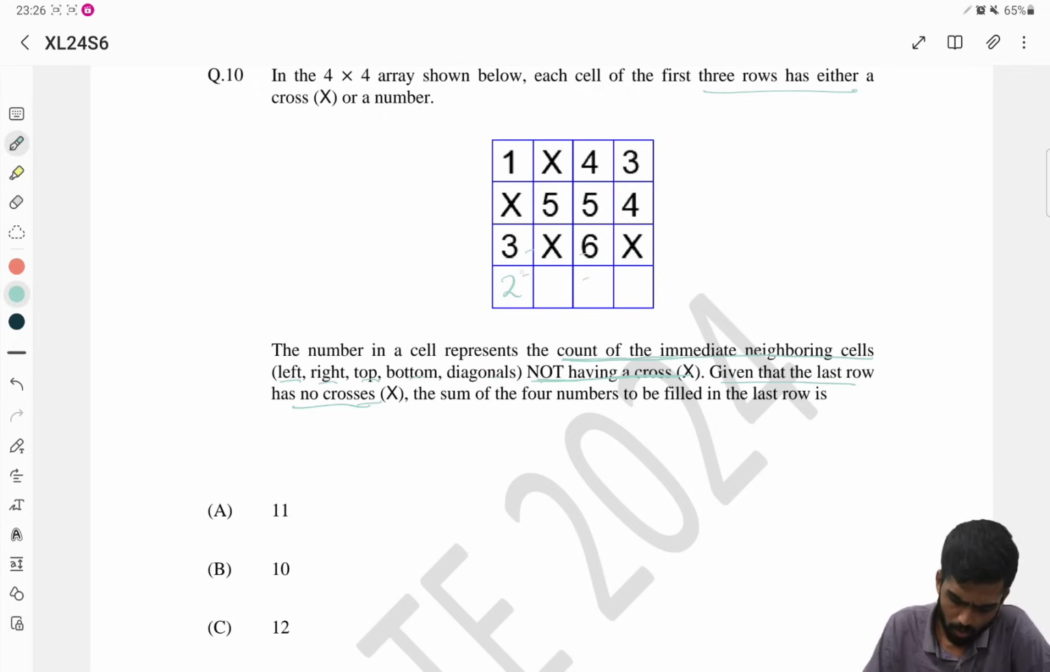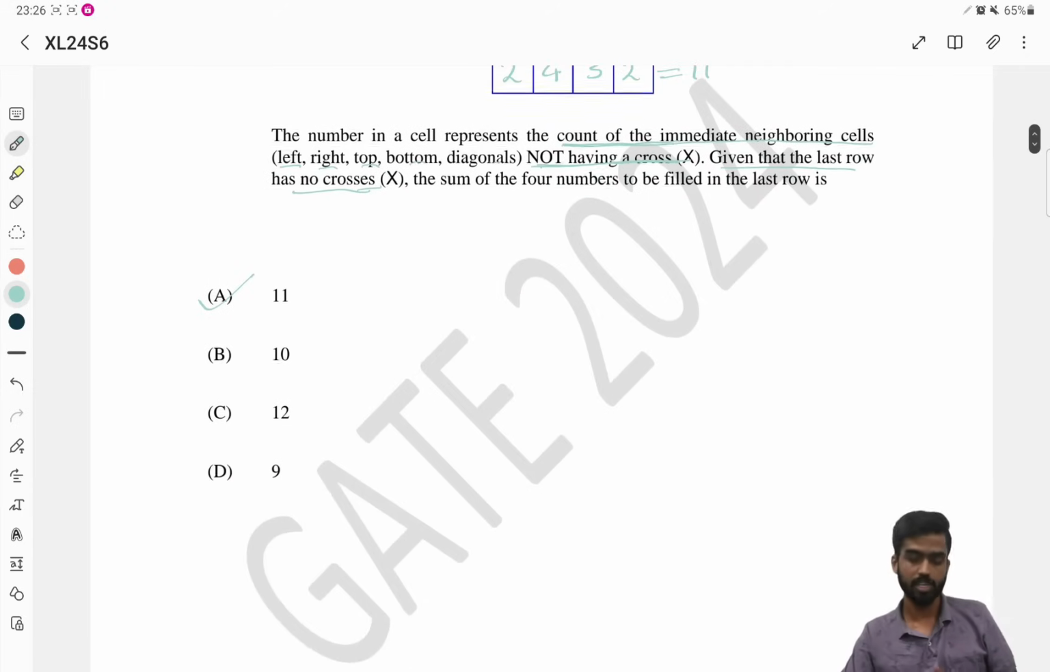For this cell, out of the 5 cells in its neighborhood, 4 do not have a cross. For this particular cell, 1, 2, 3. 3 cells do not have a cross. And for this particular cell, 2, because from the 3 neighboring cells, 2 do not have a cross. So we'll add 2 plus 4 plus 3 plus 2. That will give us our answer, which is 11. That was it. Thank you for listening.